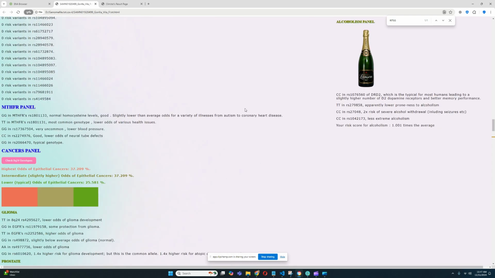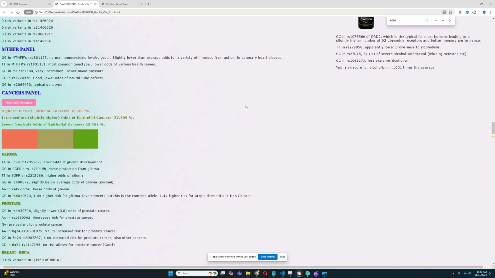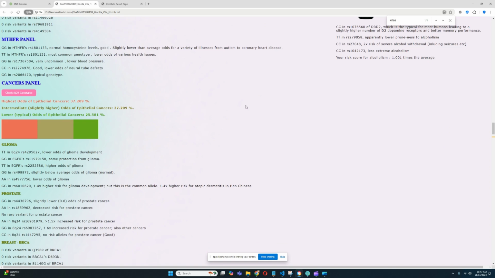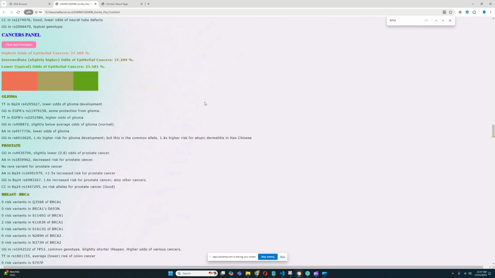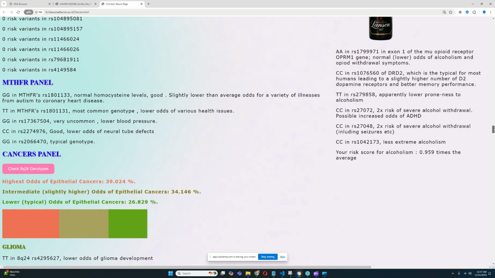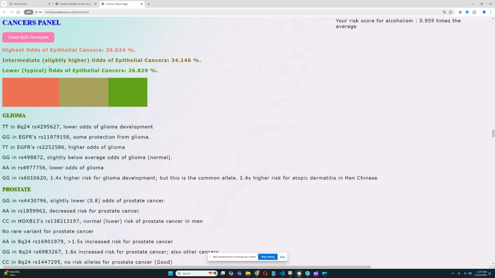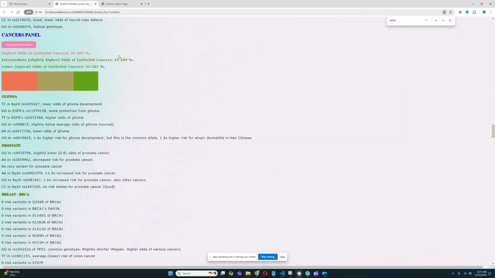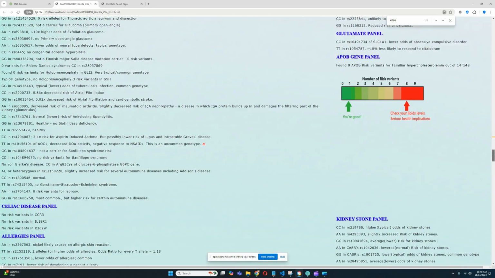Okay. Epithelial cancers. Let's look at epithelial cancers. So Vila the gorilla's got higher odds of epithelial cancers. What about Clint chimp? Hold on. Let's bring him down here. Clint chimp also has highest odds of epithelial cancers. So it looks like they both have high odds for epithelial cancer. They're pretty similar, actually.